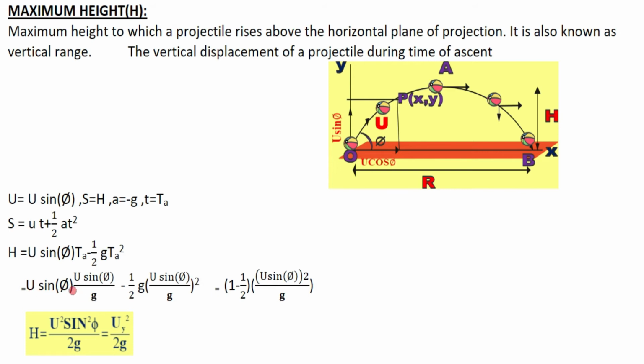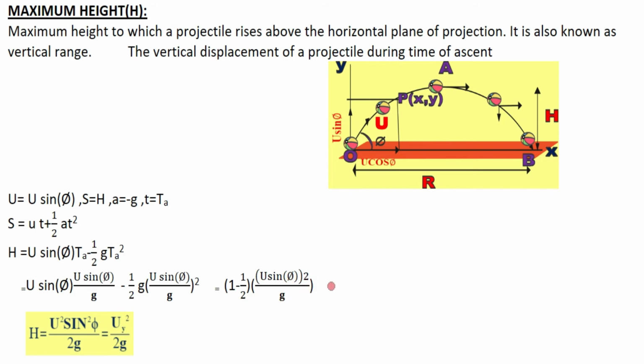Now u sin phi into u sin phi will become (u sin phi) whole square. That is, this term will become (u sin phi) whole square by g, and one g will get cancelled. Then what will I get? Minus half (u sin phi) whole square by g. Now in this entire expression, if I take (u sin phi) whole square by g as common, then I'll get 1 minus 1 by 2 into (u sin phi) whole square by g.